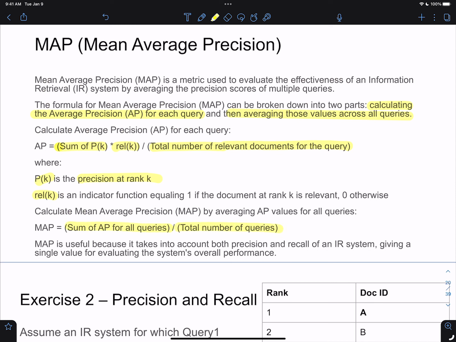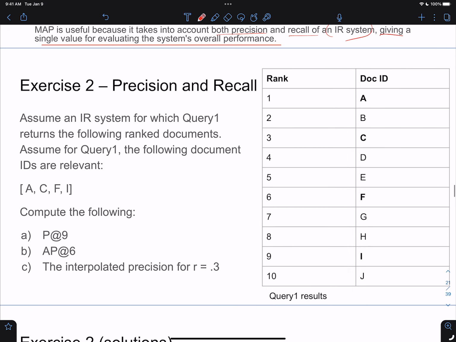And this is very useful because, so why do we care about this, right? This is very useful because this takes into account both the precision and recall of an IR system, giving a single value for evaluating the system's overall performance. So quite essential. Now let's go into an exercise of calculating, using precision and recall to evaluate a system.